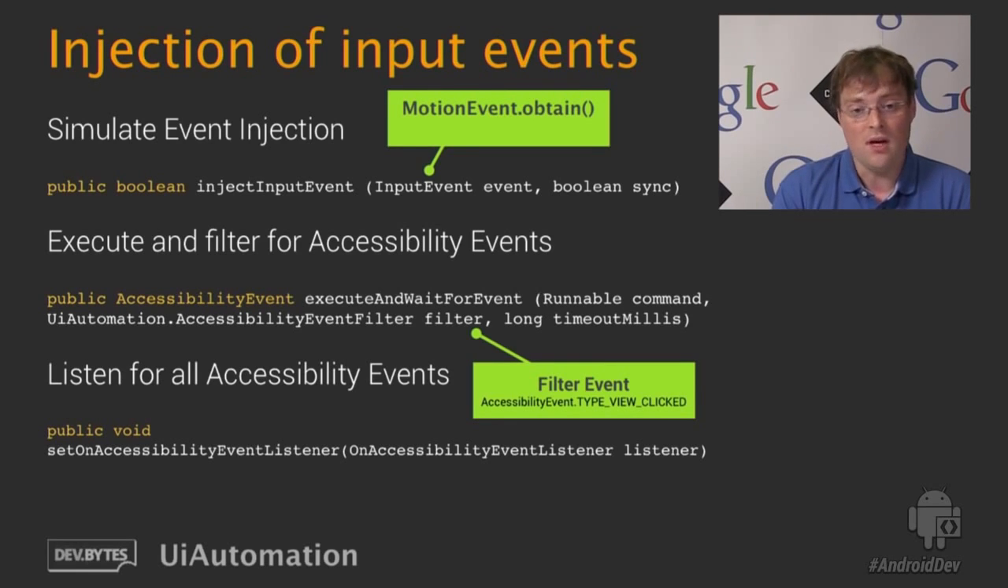But what you also can do is listen for all accessibility events in the event stream. This is also very easy by just passing an instance of OnAccessibilityEventListener to the setOnAccessibilityEventListener method. Your listener interface then receives a callback each time an accessibility event occurs.